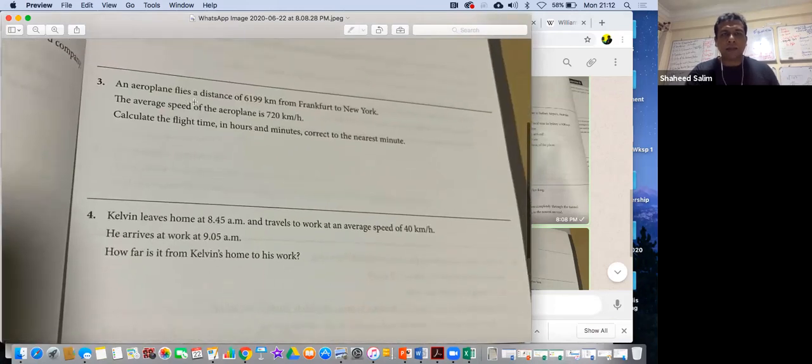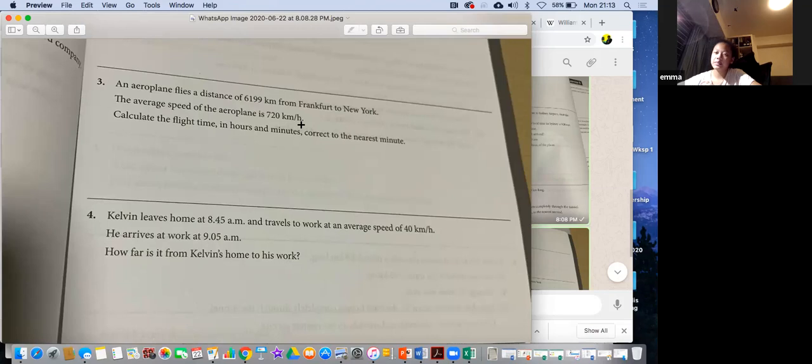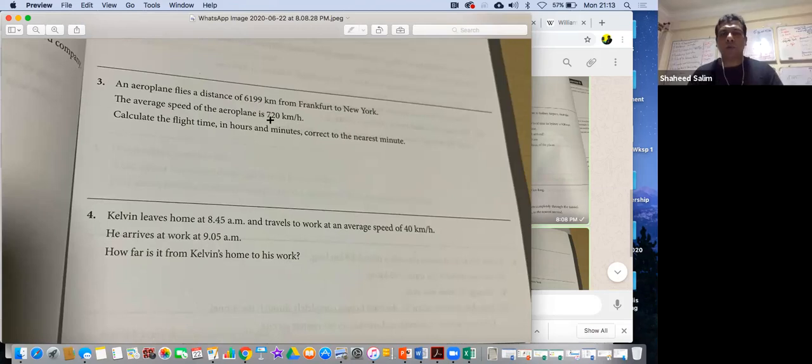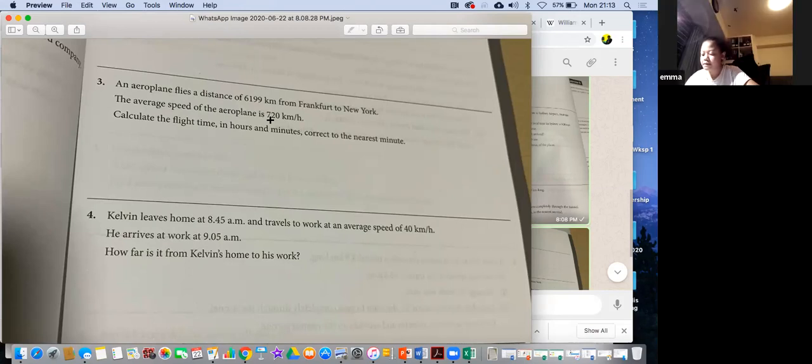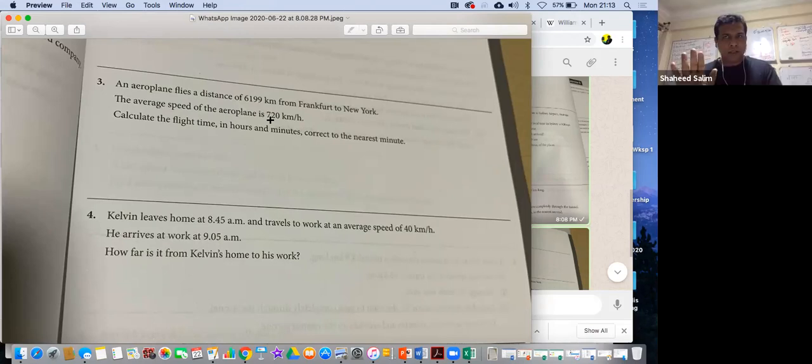Now this is the one, right? An airplane flies a distance of 6199 km from Frankfurt to New York. The average speed of the plane is 720. Calculate the flight time. Now, what is the formula for speed? If you want to find time, what's the formula? Distance over speed. So take 6199 divided by 720. What do you get? Decimal. Okay, don't worry about the decimal.